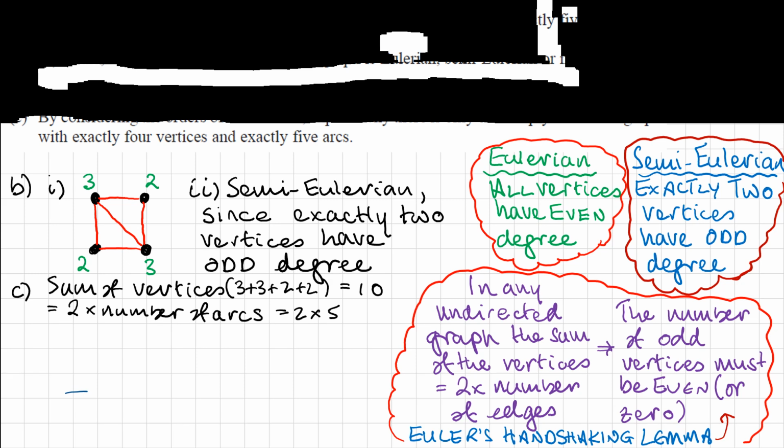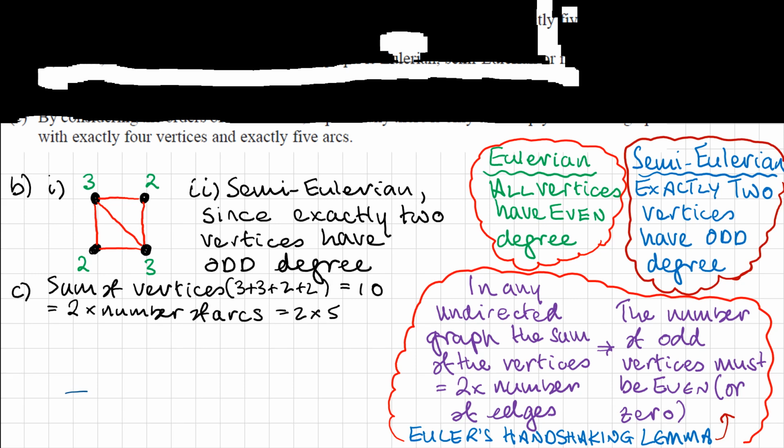So in other words, if we have 5 arcs, the sum of the vertices must be 10. And if the sum of the vertices must be 10, because it's an undirected graph, that means that the number of odd vertices that we need to make sum up to 10 needs to be even or 0. So we're going to write down what all the different combinations are.